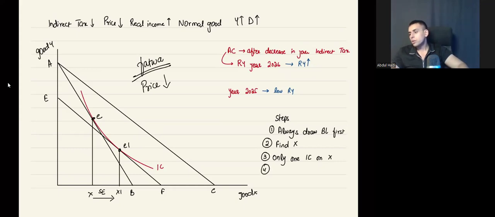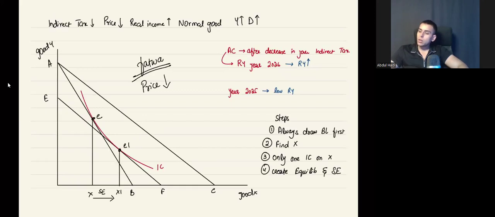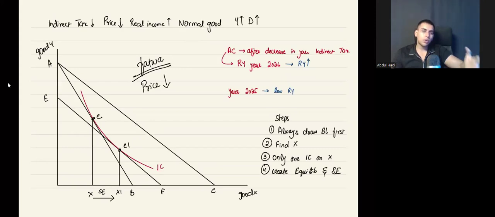The fourth step is to create equilibrium and substitution effect. Now, I'm copying this page and then I will complete my diagram. So we have the fatwa in front of us that if there is a decrease in your price level, it doesn't matter which kind of good you're talking about, you'll draw the diagram the same until this point. That is step number 4.